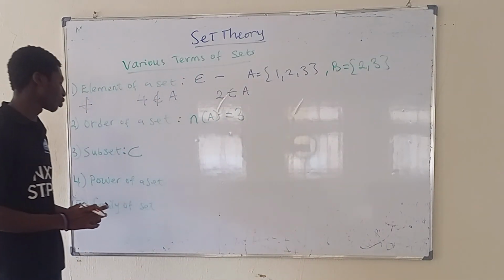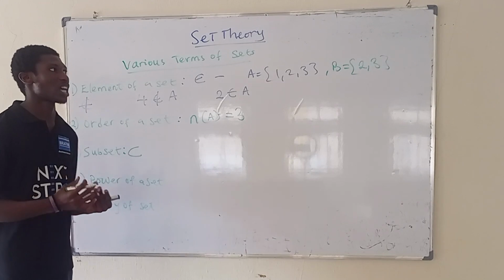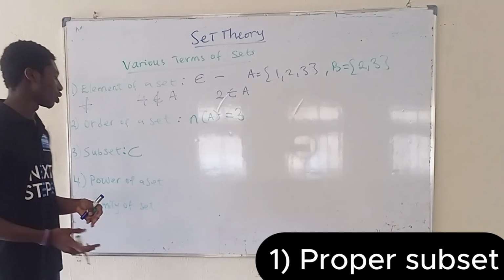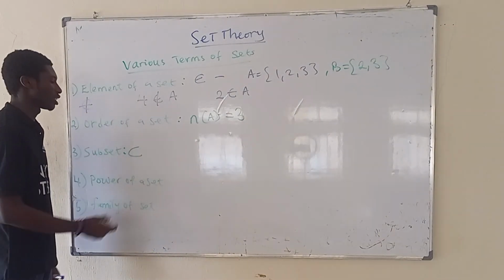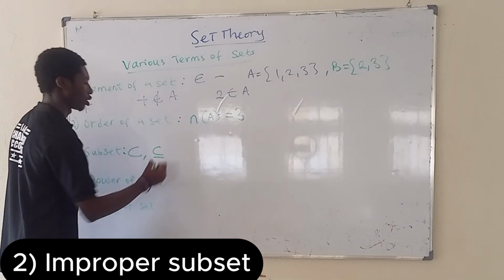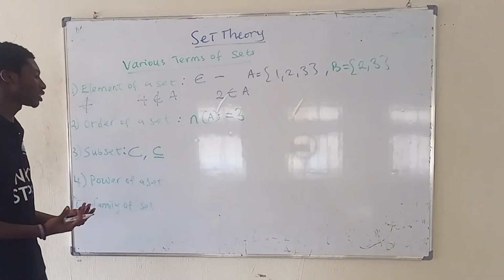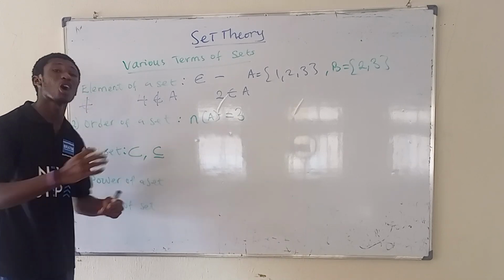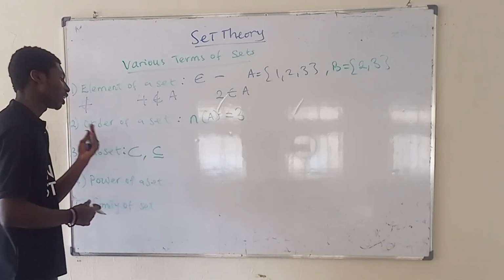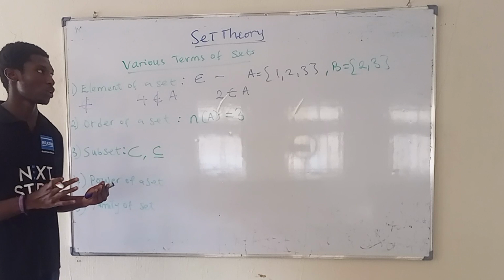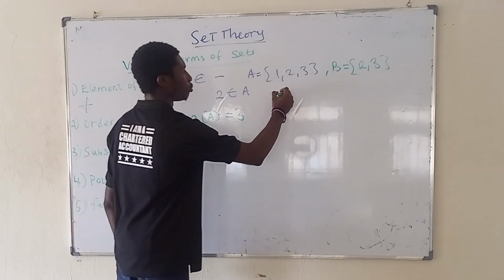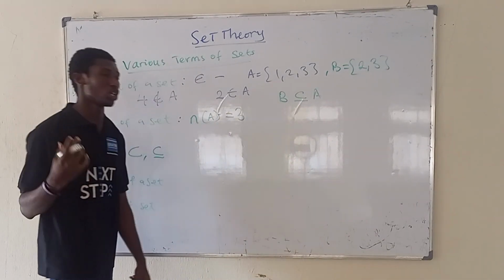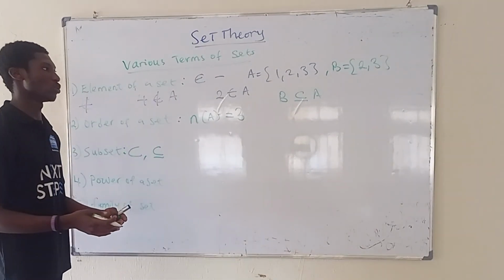Because of this, a subset can be divided into two types. The first one is your proper subset, which is denoted by this sign. The next one is your improper subset, which is denoted by this sign. In context, it is not always called improper subset, it is also called a subset. These two signs are called subsets, but it varies from where you use them. Now, what is a proper subset, by the way?